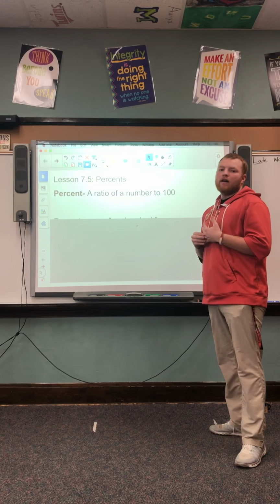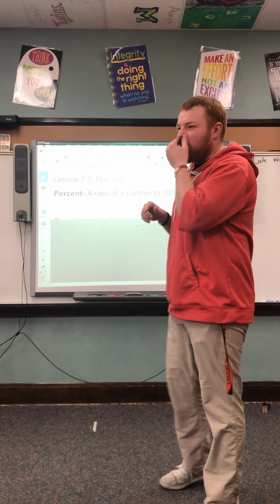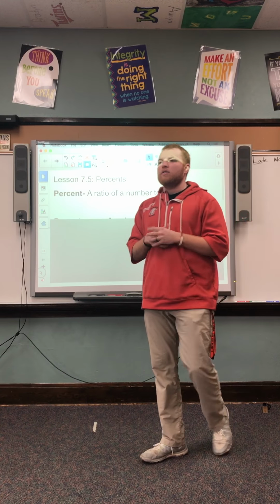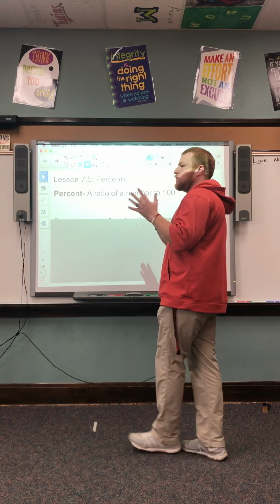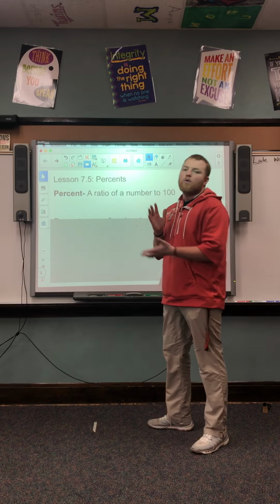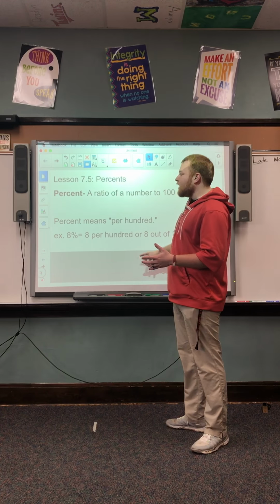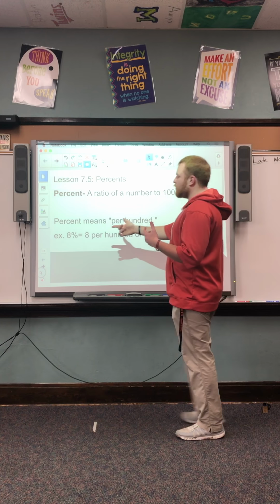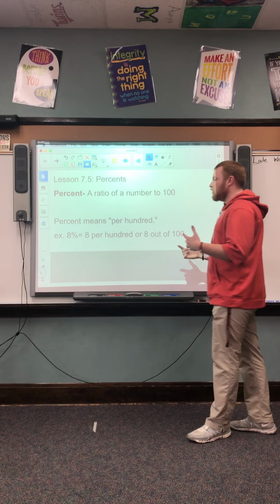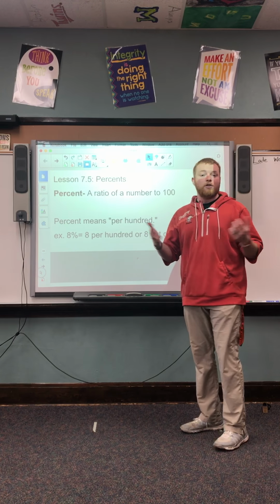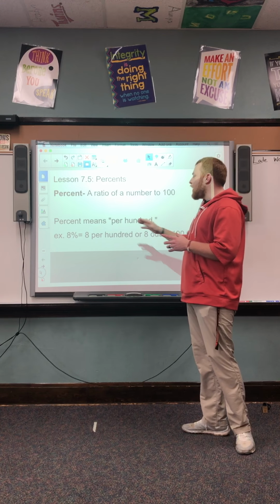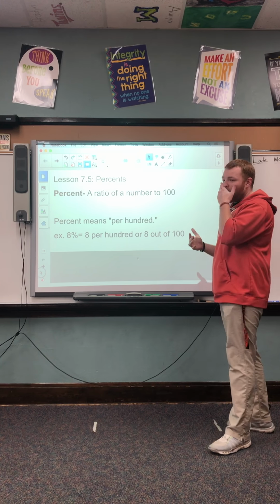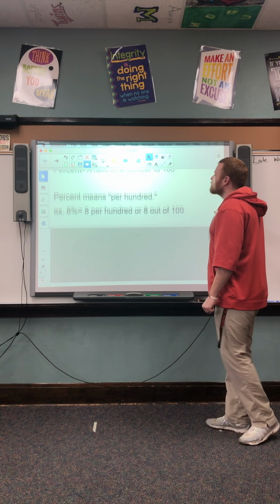Lesson 7.5 is titled Percents. Now, a percent, yes, we all know what a percent looks like, but what a percent is, is a ratio of a number to 100. If it's a percent, it's always to 100. Percent means per 100. For example, 8% is equal to 8 per 100, or 8 out of 100. There's your ratio. That's another way of saying 8%.